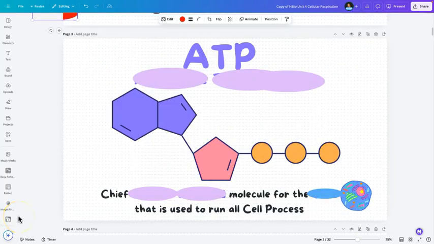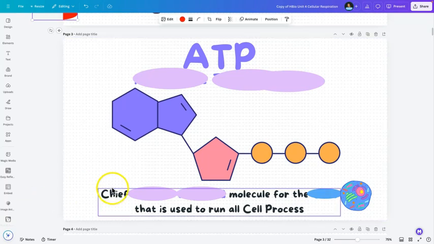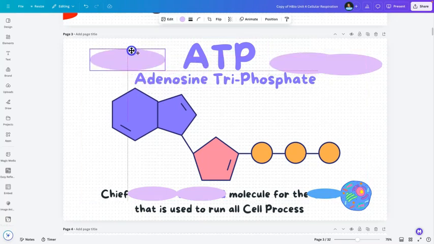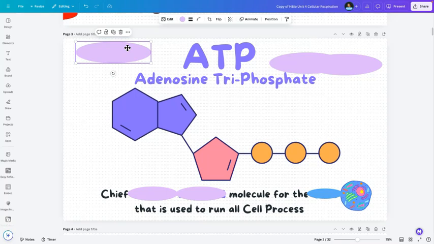ATP, anybody know what it stands for? Any part of ATP? That sounds good, but no. But that sounded good. Nobody? Good. It is phosphate. That's as far as we're probably going to get. It's a triphosphate. Adenosine triphosphate is the full name of ATP.